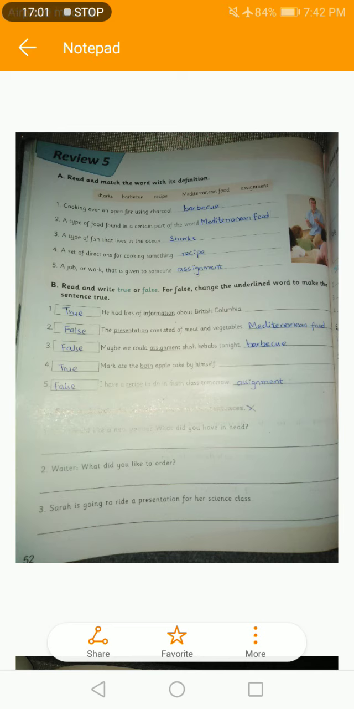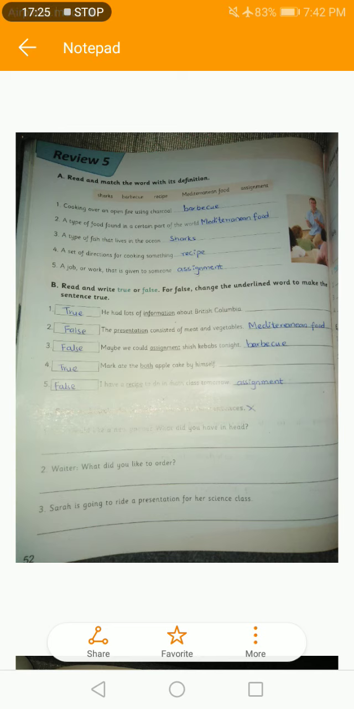Then in the third one, maybe we could assignment Sikh kebab tonight. This is also a wrong sentence, so you have to write false in the bracket and you have to write barbecue in the blank. Fourth one, Mark ate the whole apple cake by himself. So this is also true. Mark ate the apple cake by himself.